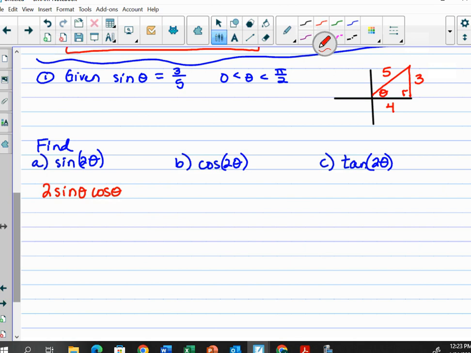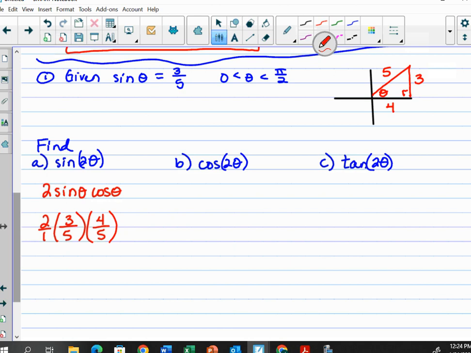All right, and then we fill it in based on our triangle. So I've got 2 times, what is the sine of theta? Yep. Times, what is the cosine of theta? Okay. Now guys, if you need to, put your 2 over 1 just to remind yourself. Multiply straight across, numerators times numerators, denominators times denominators.